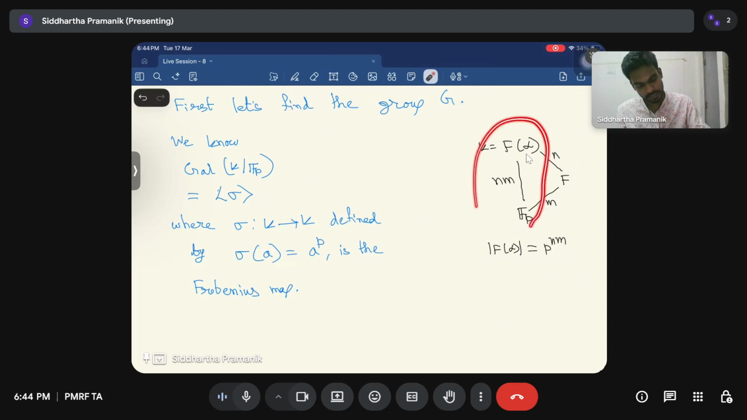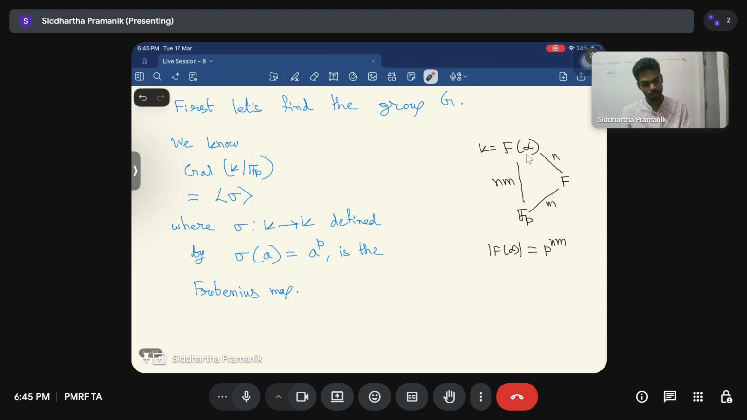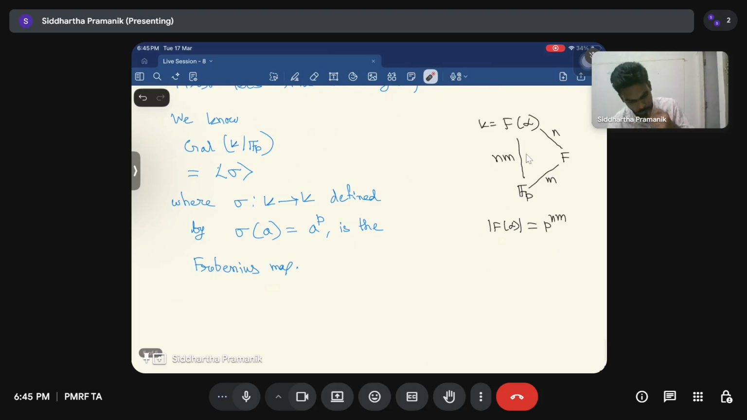So this Galois group is cyclic, so all its subgroups are also cyclic. We need to find this particular Galois group. So how to find this? This will be a subgroup of this Galois group.